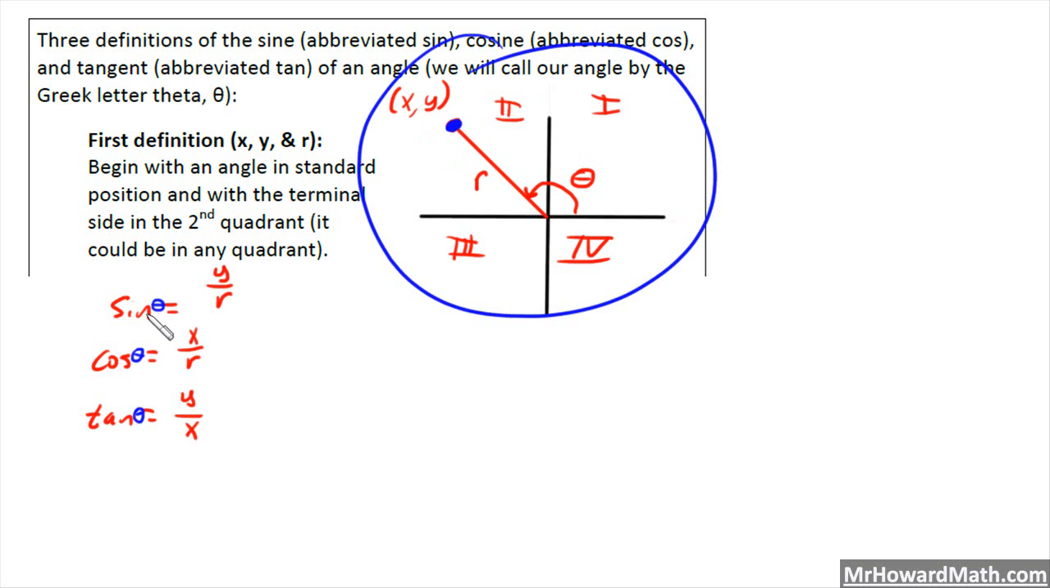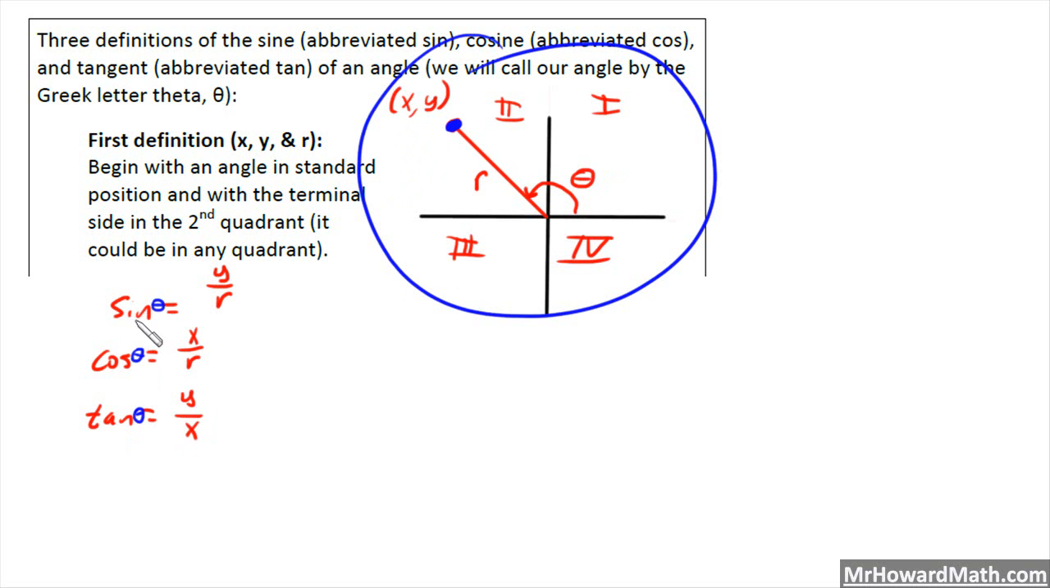So by this definition, sine theta is equal to y divided by r, whatever the value of y is, divided by whatever the value of r is. Cosine theta is equal to x divided by r, so whatever the x value is divided by the r value. And tangent theta is equal to y over x, so whatever the y value is divided by the x value gives you tangent of theta. Okay, and again, this angle is theta.